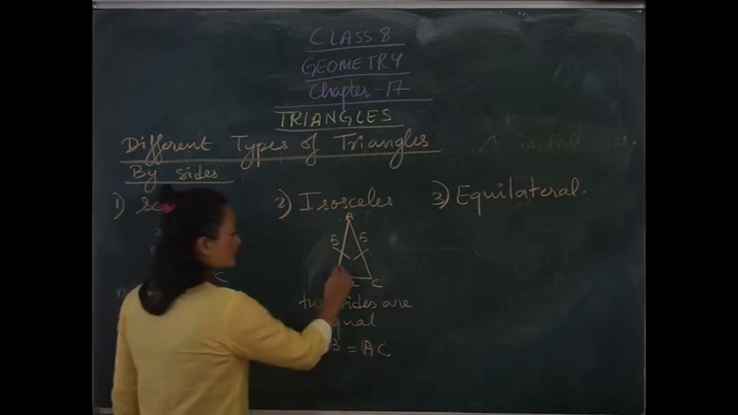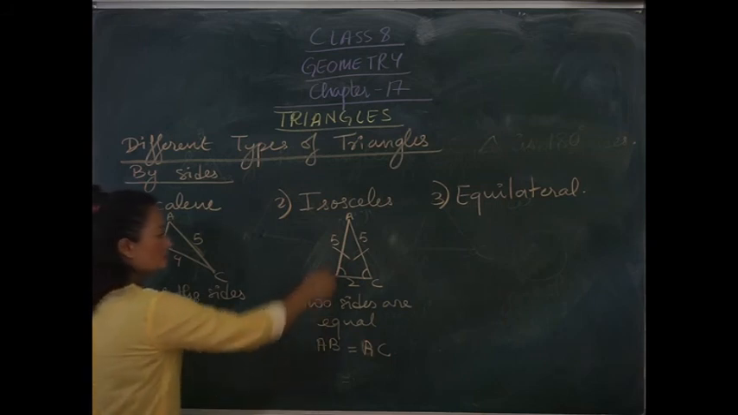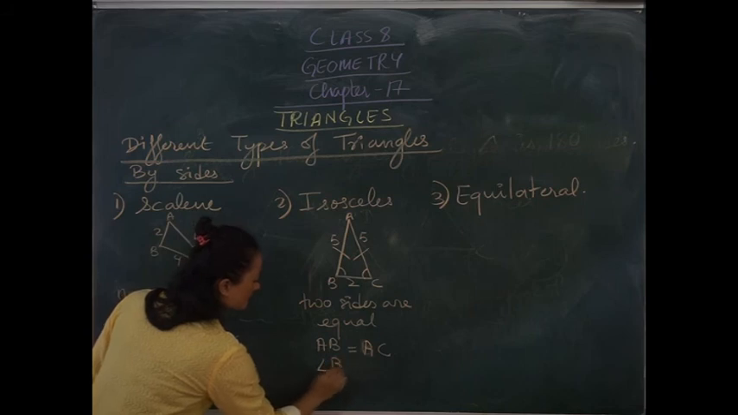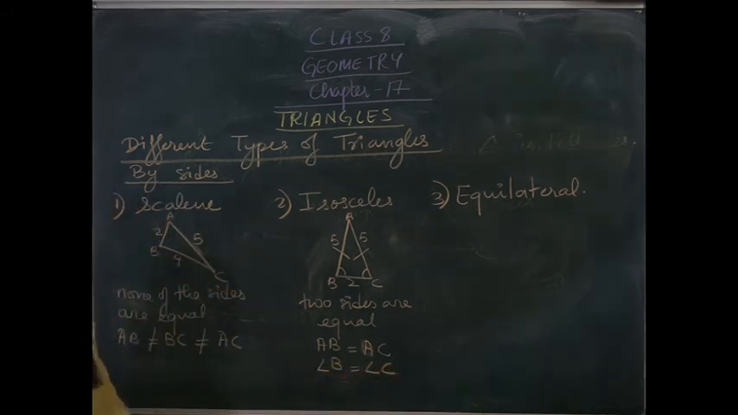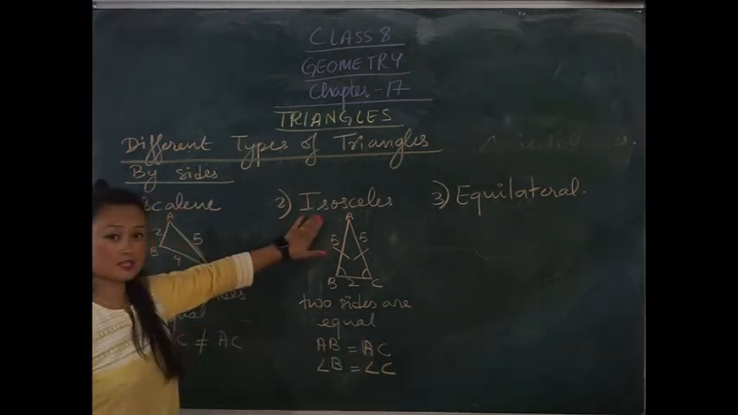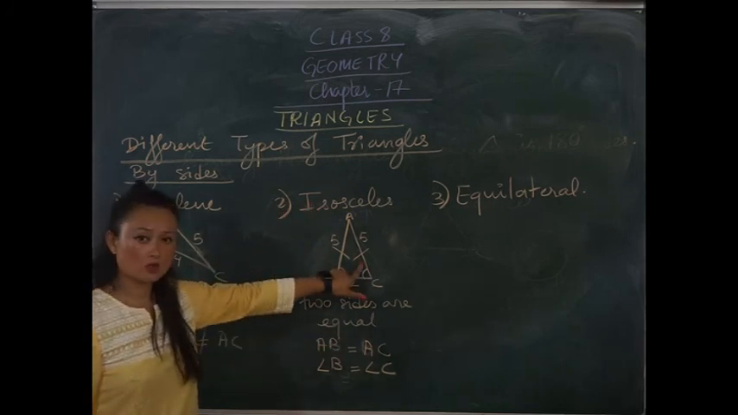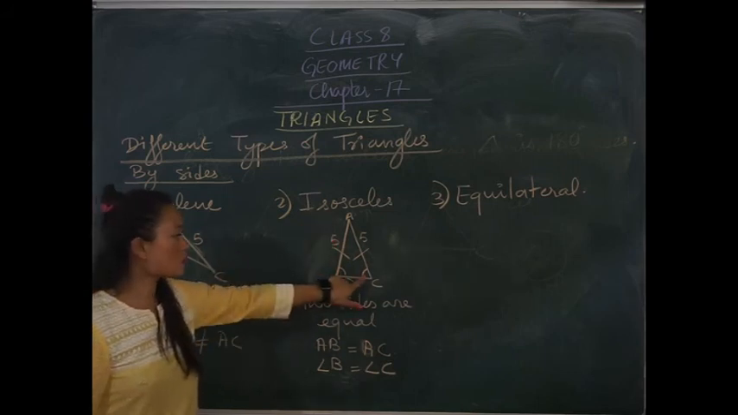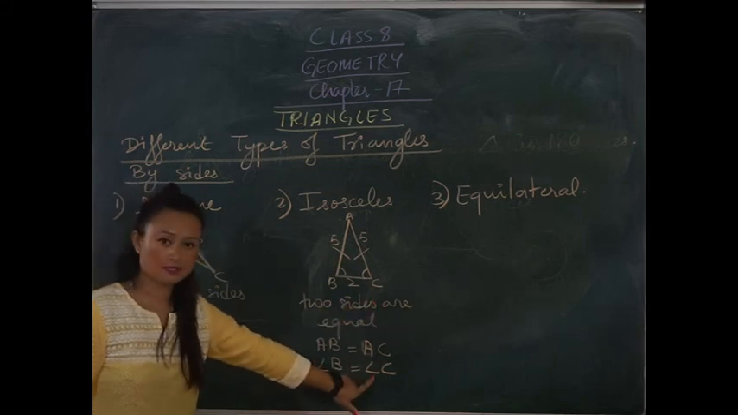And the angles opposite to the equal sides are also equal, which means angle B is equal to angle C. Angle B will always be equal to angle C. Please remember this fact. Any triangle which has two sides equal is called an isosceles triangle, and the angles corresponding to the equal sides will also be equal.